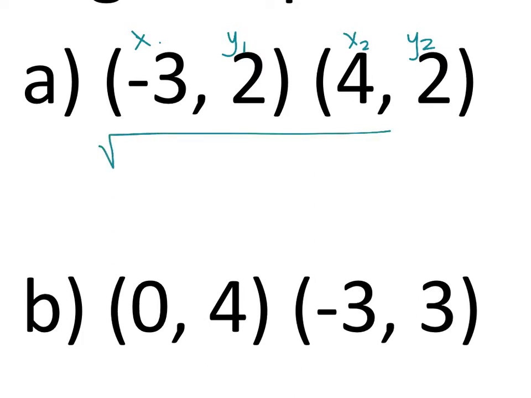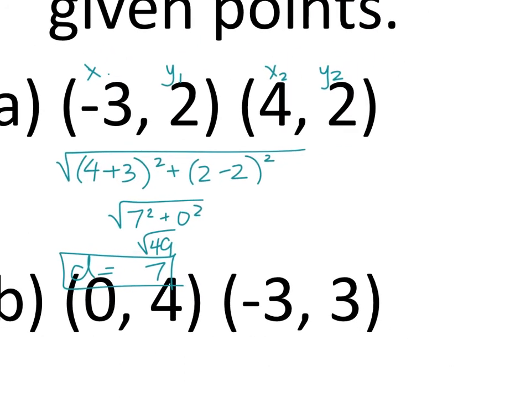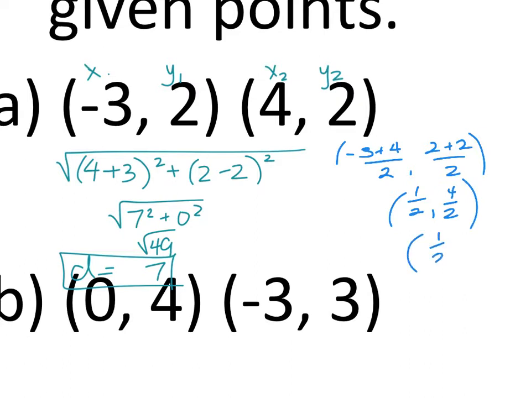So this is the square root of 4 minus a negative 3, which becomes plus 3, squared, plus 2 minus 2 squared. I get the square root of 7 squared, plus 0 squared, square root of 49, which goes back to 7. So there's the distance or length of the segment connecting those 2 points. And then the midpoint, I would do negative 3 plus 4 over 2, 2 plus 2 over 2. That's going to be 1/2, 4 halves, which I'm going to simplify to 1/2 and 2. And then you do B.